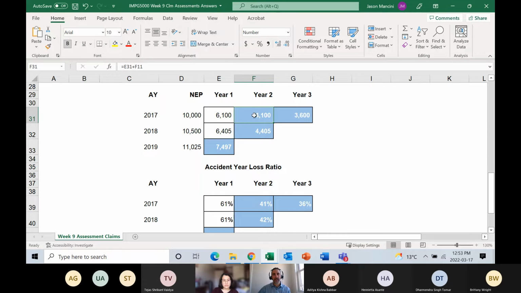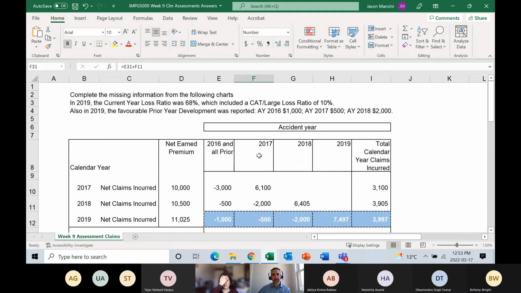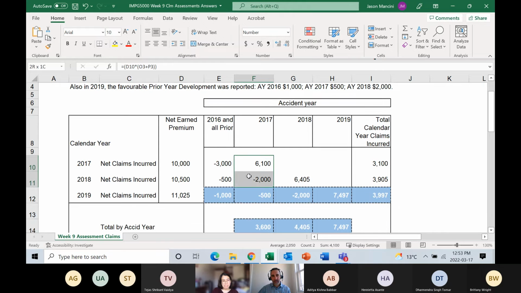So I've decreased it by 2,000. And you can see the formula. So what that's doing is reading down. I was at 6,100. Now, after 2 years, my total claims is the 6,100, less favorable development. I have less claims. So now I think my total claims 1 year later for 2017 is 4,100, the sum of these two. And if I go into the third year, my total claims for 2017 are 3,600, the sum of all three of these amounts.